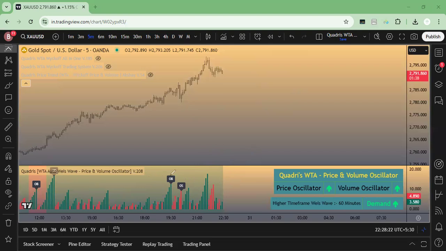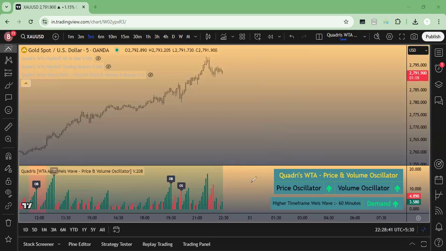I use it daily, and it gives me a crystal clear understanding of whether I should be in a position where I should buy or I should sell. Simple and straightforward. So without further ado, we'll get into this one.